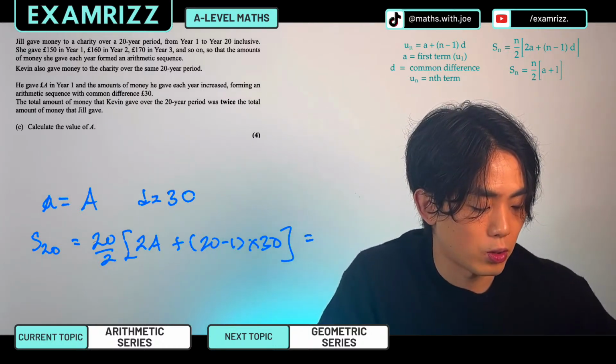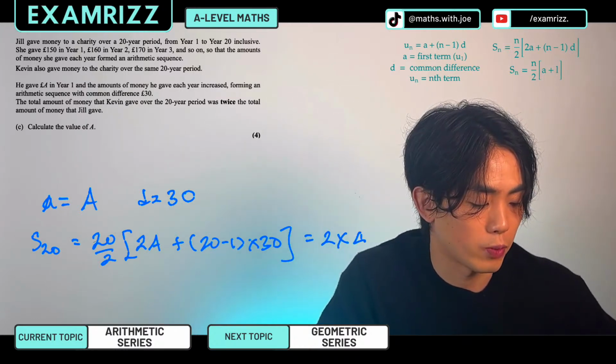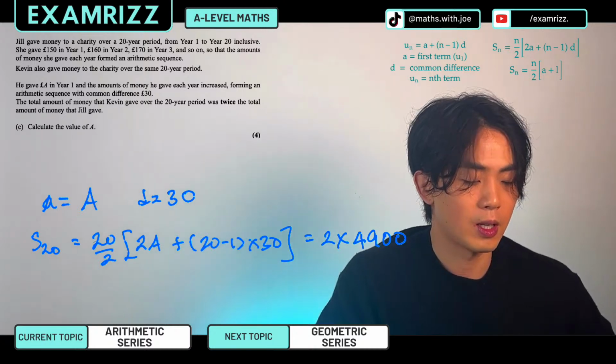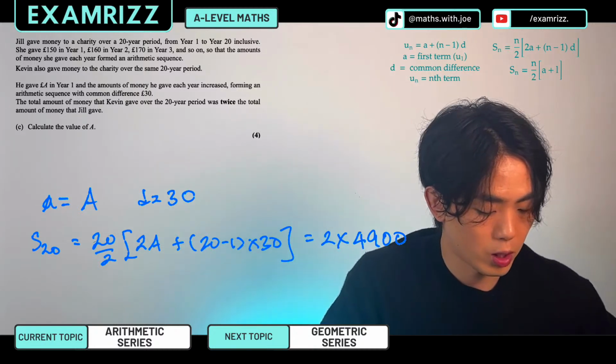So this has to be equal to 2 times what Jill gave, which we found in the previous question, which was 4,900, like so. We've formed a formula. Now we can go ahead and solve for A. So what do we have here?